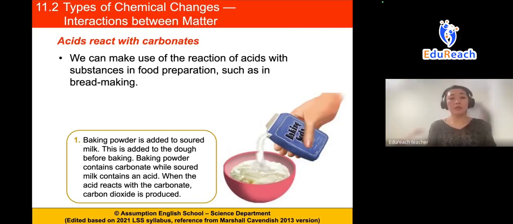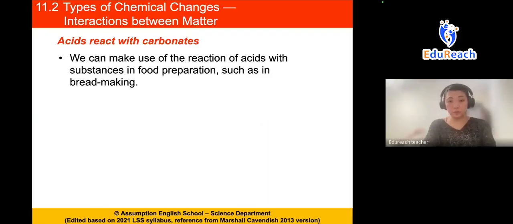Okay, thank you. So they said soured milk. We learned that acids have a sour taste. So soured milk means they perhaps fermented it slightly such that there is a tiny bit of acid inside the milk. And like what they said, baking powder contains a carbonate, which is a different kind of substance. It's not a metal, it's a carbonate. So acid and carbonate will react together. Then what will happen?